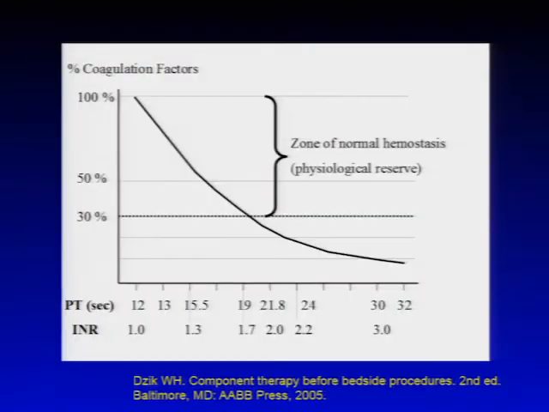So why am I mentioning this? Well, we might not necessarily need to give as much FFP or factor as we think, because there's a zone of normal hemostasis. When your INR is slightly elevated, you still have a physiological reserve. This graph here shows this, denoted by the 30% line. So just because the INR is elevated, the body still has enough to complete the normal secondary hemostasis and primary hemostasis to form a hemostatic plug.